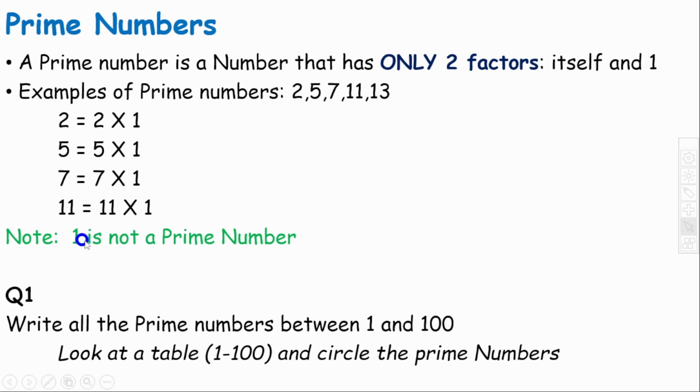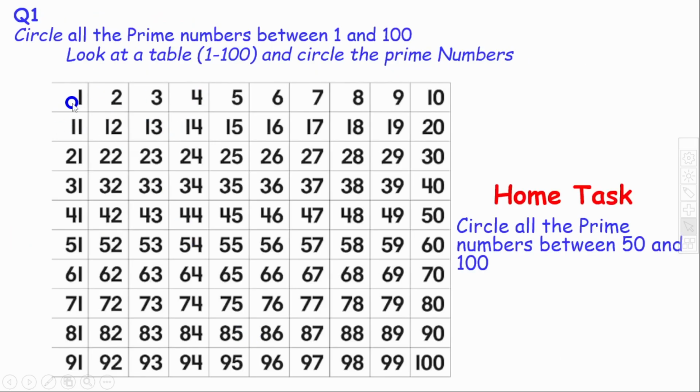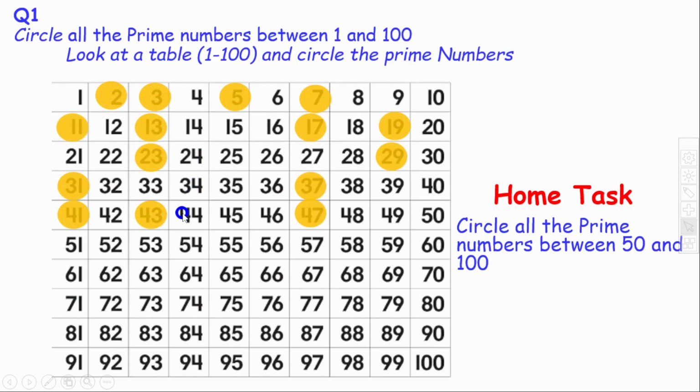So I want you to know something. 1 is not regarded as a prime number. Always note this. It's not a prime number. So these are prime numbers. Now with these, let's try to find all the prime numbers between 1 and 100. So these are the prime numbers between 1 and 50.